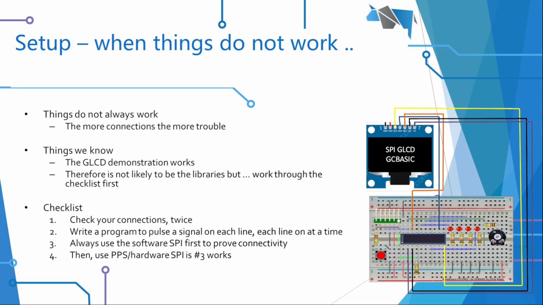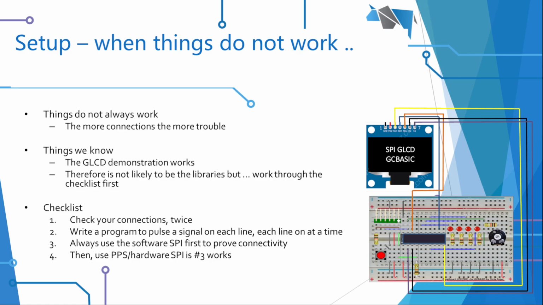3, always use Software SPI to prove your connectivity. Once you know you've got the software version of the GLCD driver working, then in this particular model, you can use the PPS to set up the hardware. Only if number 3 works, because it's not going to work if the software didn't work; the hardware is not going to work. They are intrinsically linked. The data line and clock line will be controlled in the hardware by PPS, but the other 3 lines are software, so they need to work.